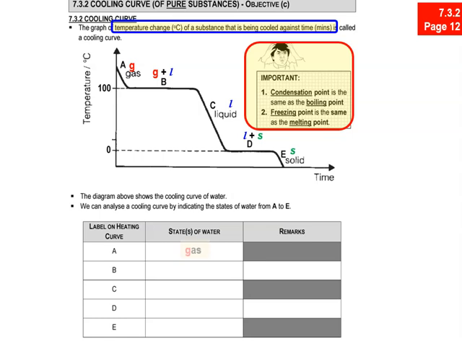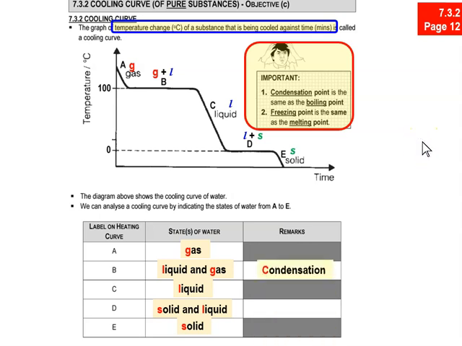Alright, so let's identify the different states of water. So A is gas, B is liquid and gas, C will be liquid, D will be solid and liquid, and E will be solid. Now let's identify the two processes that are involved in the cooling curve at both B and D. So B, from gas to liquid, good, is called condensation.